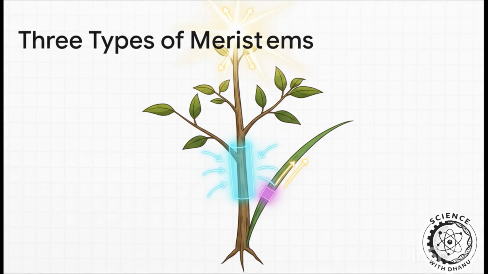And get this, it's not just one kind of growth. Apical meristems, the ones at the tips, are all about getting taller. Then you have lateral meristems along the sides, and that's what makes a tree get wider, thicker. And in grasses, you even have these intercalary meristems that help the spaces between the leaves get longer.